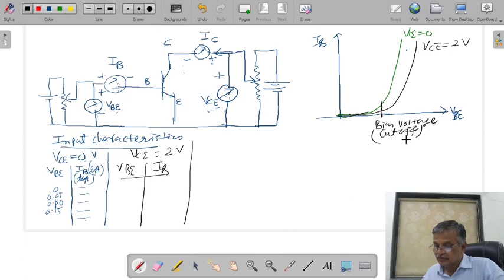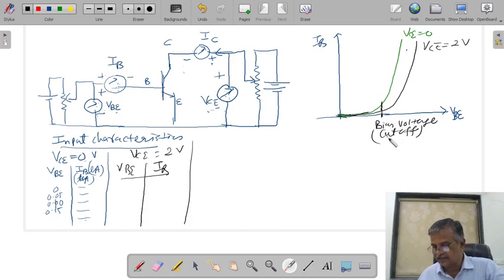Remember what this graph indicates. This graph indicates that for the conduction of the transistor, this much value of the base emitter voltage is required. Minimum this much value you have to give between base and emitter for the flow of the current. This base emitter voltage is called bias voltage or cutoff voltage.